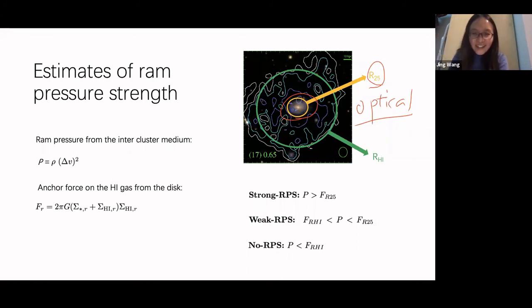It's defined as the semi-major axis at the 25 magnitude per arcsecond squared isophote. Usually it is defined by the B band, but here we use the G band, which is very close to the B band. Okay, I see. And from there you show the H1 is much more extended than the optical part.